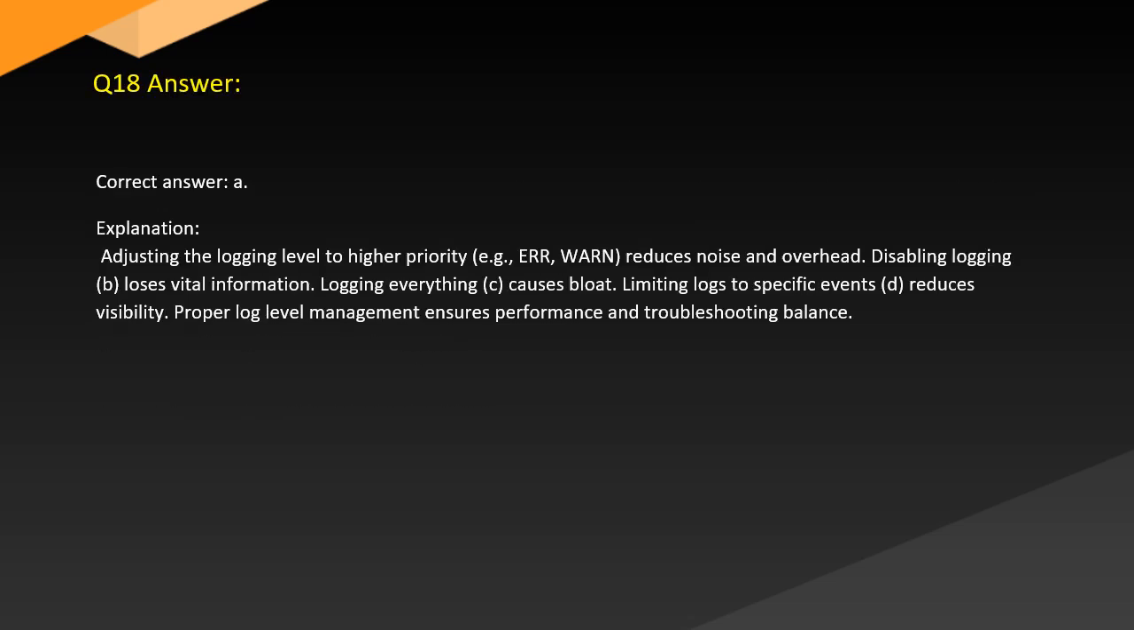Answer. Correct answer: A. Explanation. Adjusting the logging level to higher priority reduces noise and overhead. Disabling logging, B, loses vital information. Logging everything, C, causes bloat. Limiting logs to specific events, D, reduces visibility. Proper log level management ensures a performance and troubleshooting balance.